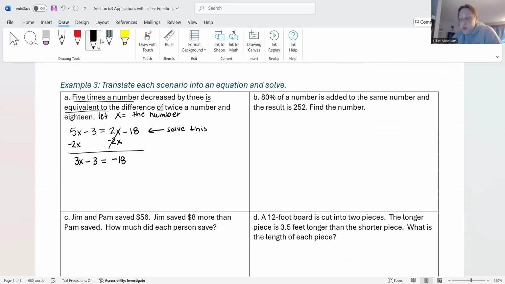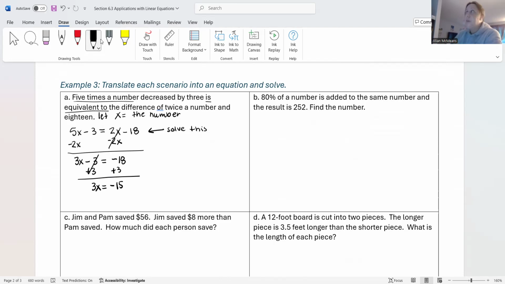Okay? So we got all the variables into a single term on one side of the equation. Now we want to do the same thing with the constants. We want to isolate the 3x term. So the issue is this minus 3. So in math, how would we undo subtraction? Well, we would add. So I want to add 3 to both sides. On the left, negative 3 plus 3 is just 0. And then 3x plus 0 is 3x. And then on the right, negative 18 plus 3 is negative 15.